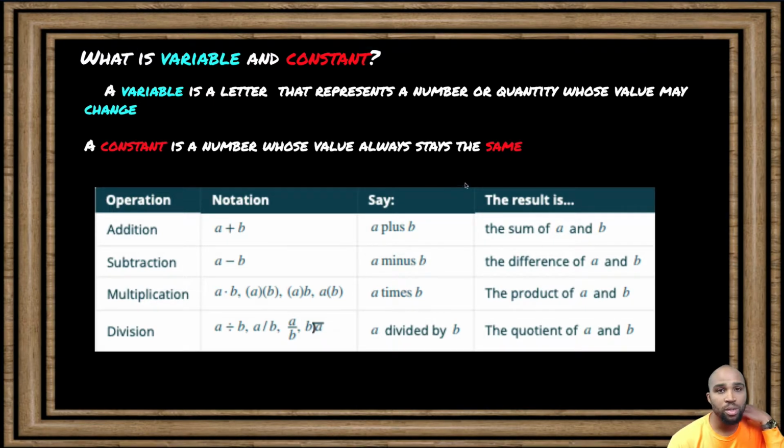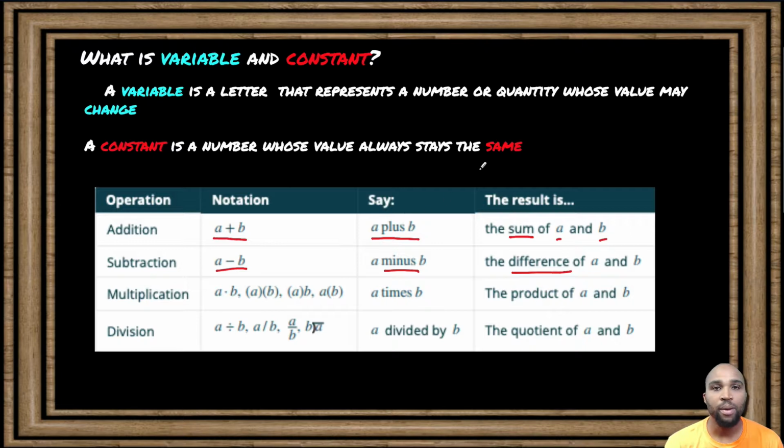Now looking at this chart, I want to show you some ways that you're going to see this, algebraically speaking rather. You're going to see this show up. So let me change my color here to highlight. Let's look at addition. If I have two variables adding together, it'll look like this: a plus b. And if you wanted to say it, it'd be a plus b, or the sum of a and b. Subtraction would be a minus b, and the difference of a and b.